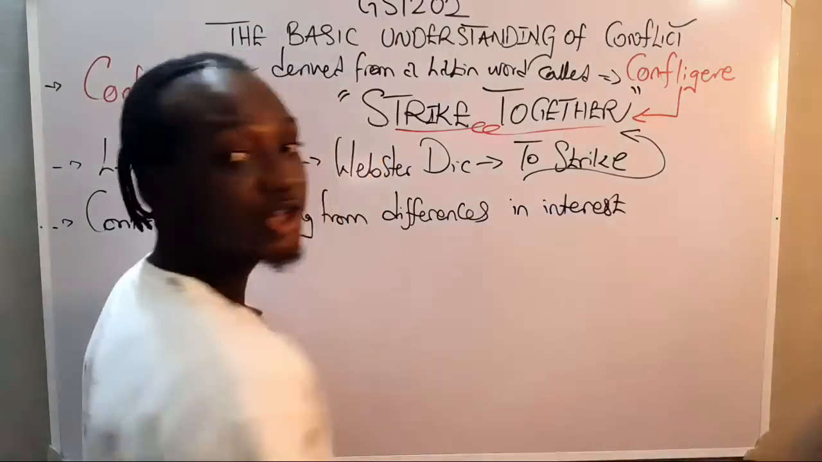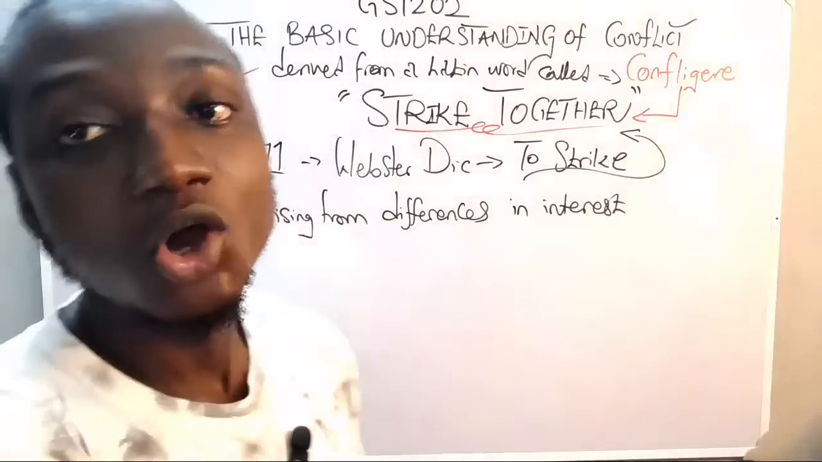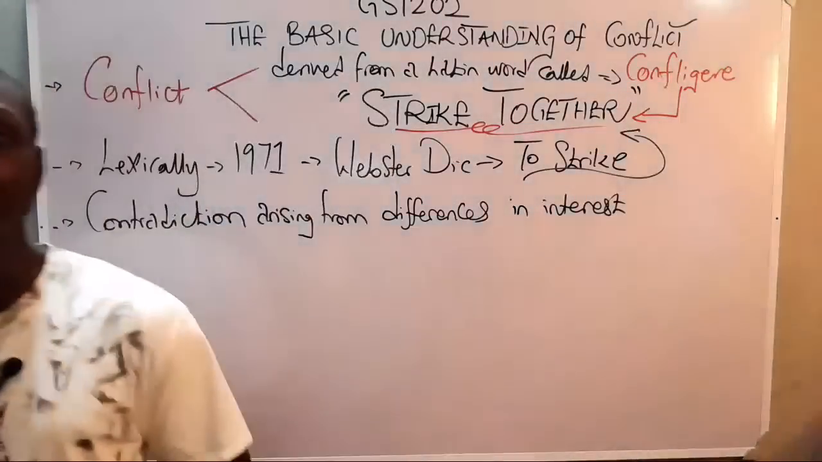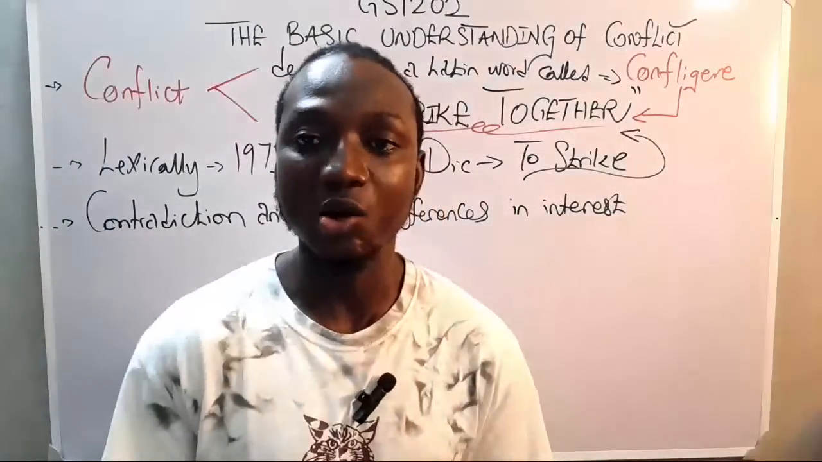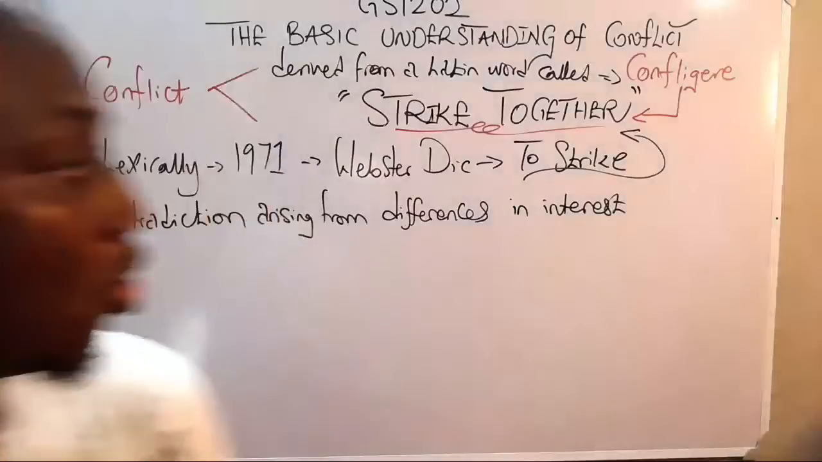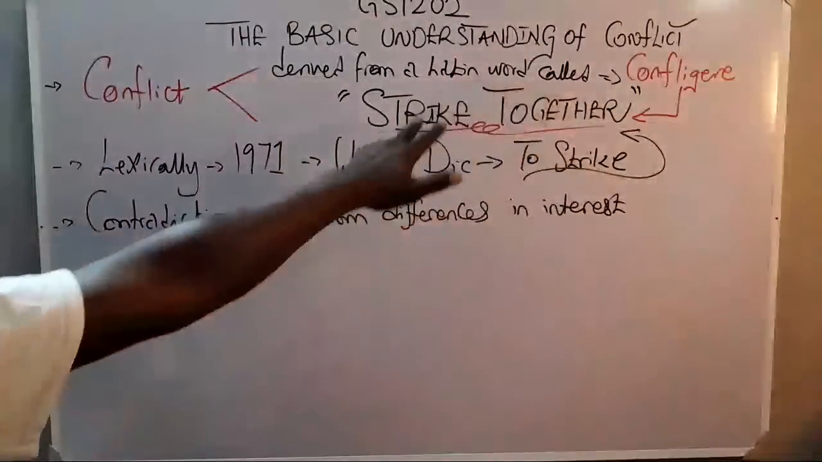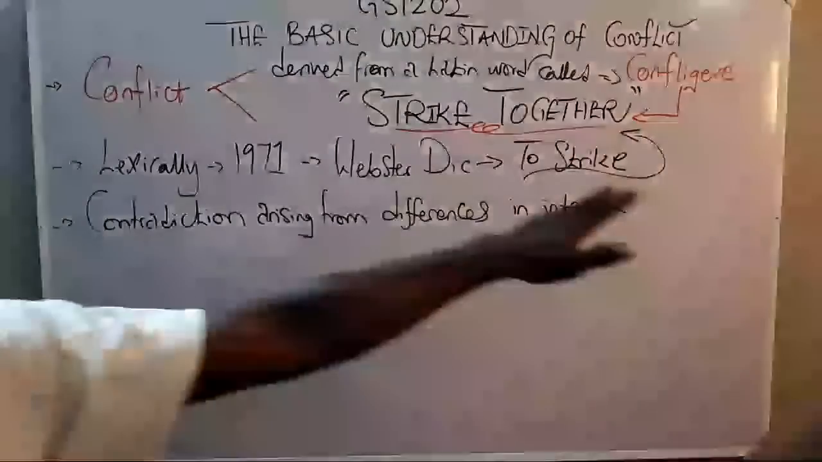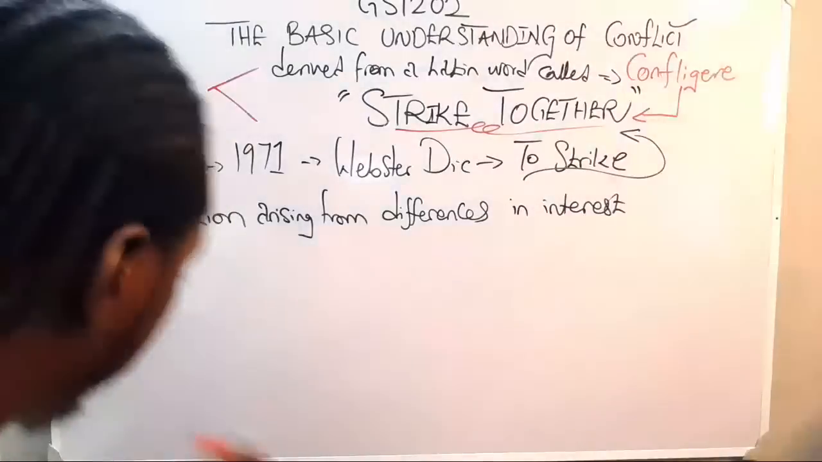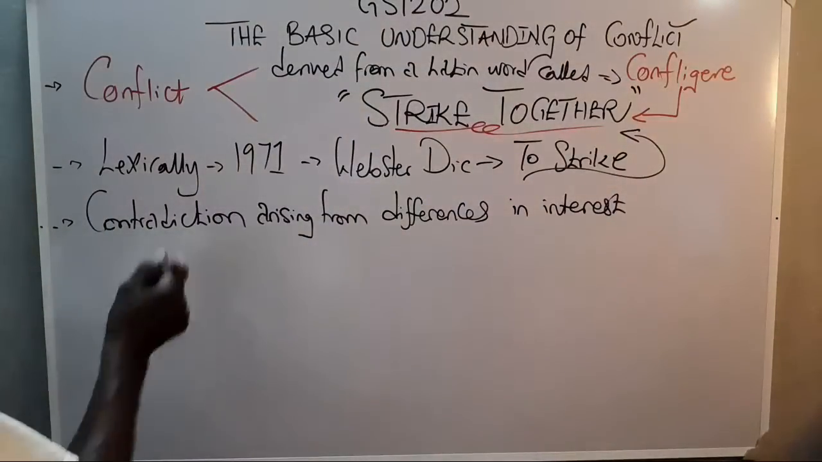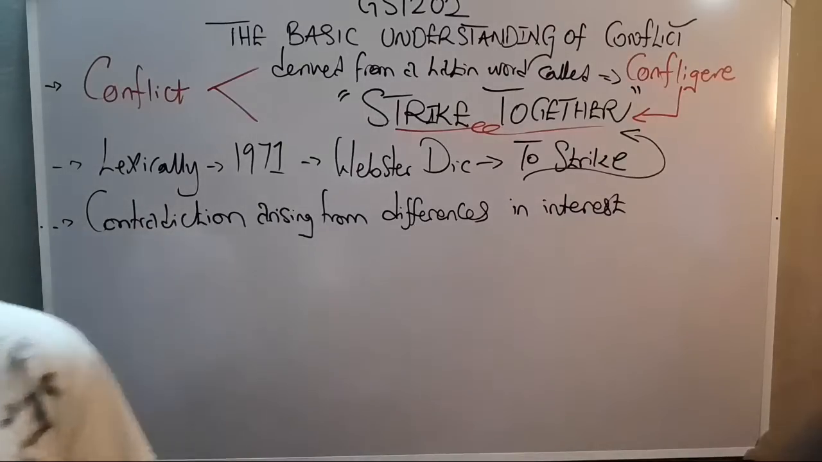Now, in your own words, in a few sentences, what do you understand by the term conflict? I need you to use the comment section now and let me know. Understand the fact that it is when there's a strike. So in your own words, what do you understand by the term conflict? Use the comment section to let me know. I will highlight further points about conflict.